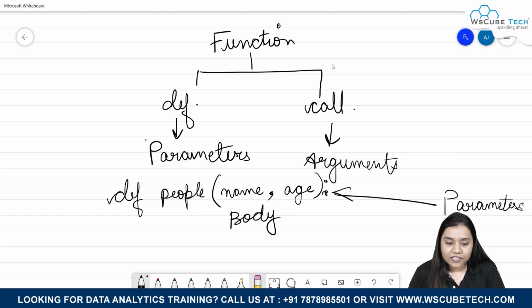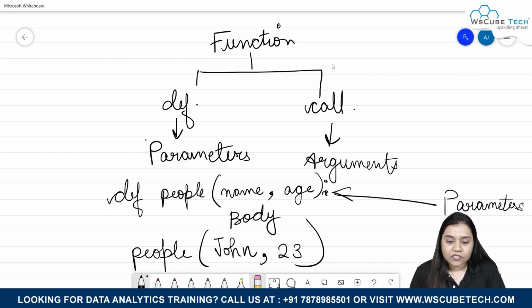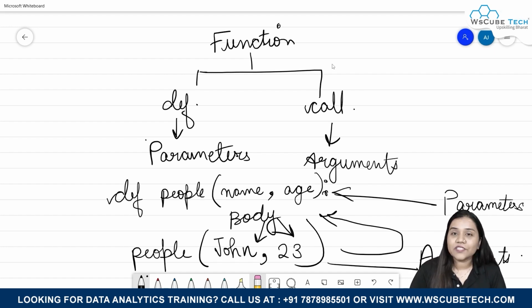Coming back to our topic, we write the parameters over here, we write the body, that is, what is there inside this function, and when we call the function by writing people, we provide the name and age. For example, let's say the name is John and the age is 23. So this prints the output with the arguments, that means the values that we have provided. So these are the arguments.